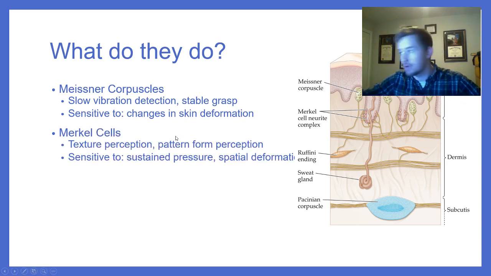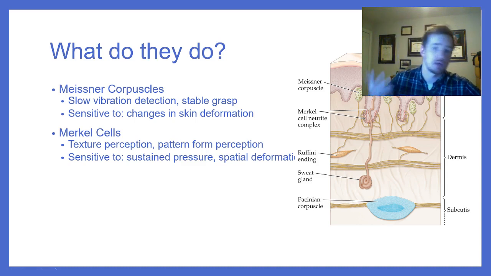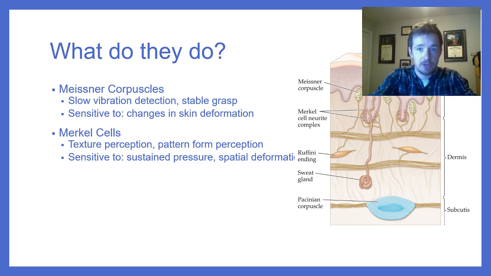The Merkel cells, these are going to be used for texture perception and being able to understand patterns. And so the most common example here is Braille. Knowing whether or not you're able to read Braille, or if you have your computer in front of you, just feeling the keys in front of you and where they are, where the home row is. That is the Merkel cells.